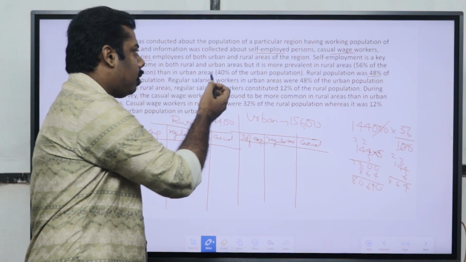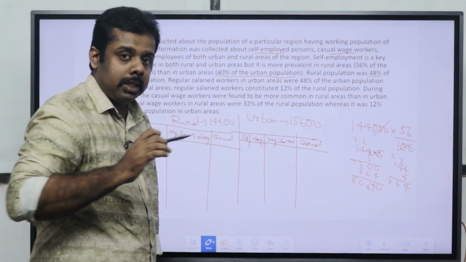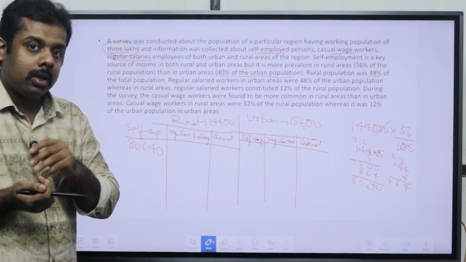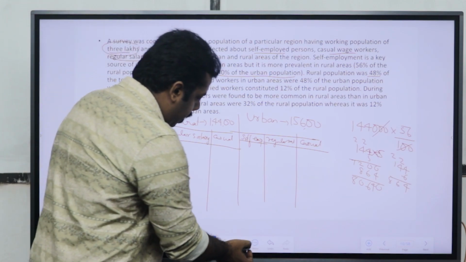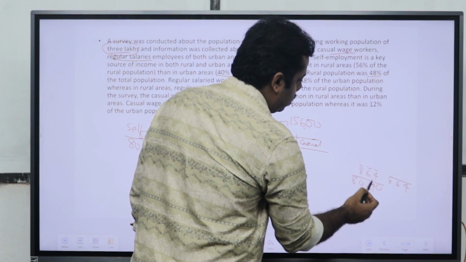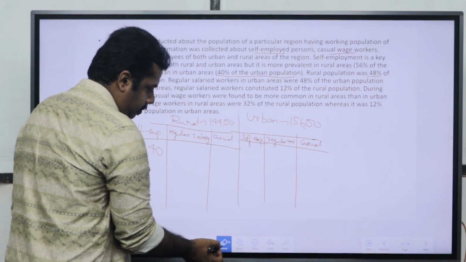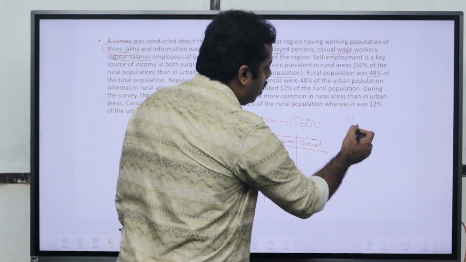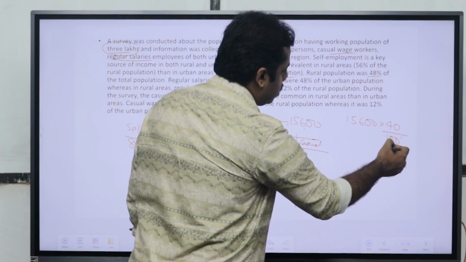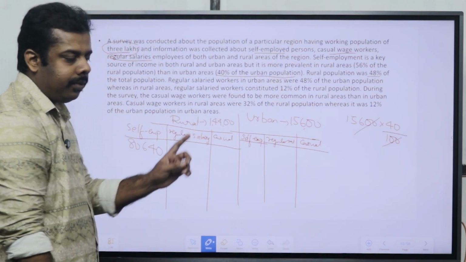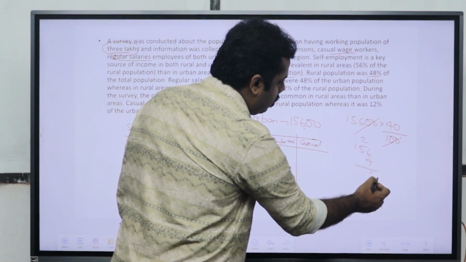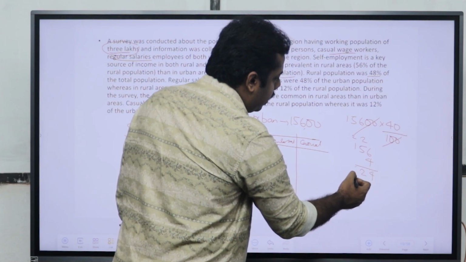Then in rural areas, self-employed people are 40% of the urban population. As we know, the urban population is 1,56,000. Out of that, 40%, now we can find it out for the urban population. So 40% of 1,56,000. Just cancelling out the hundreds, 156 into 40, just multiplying it.